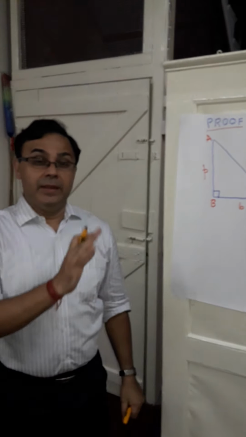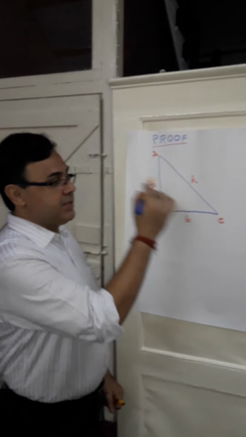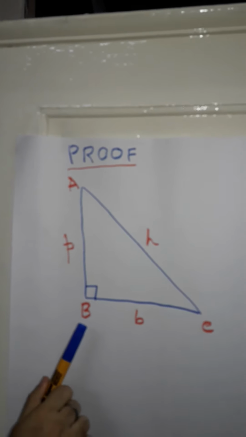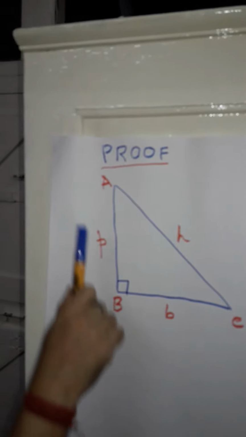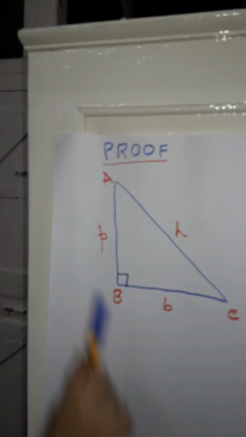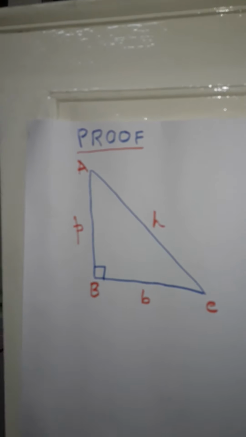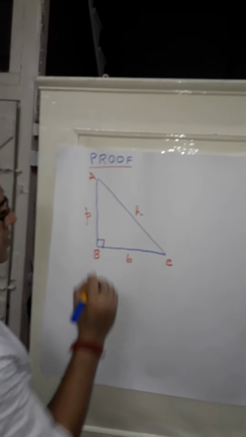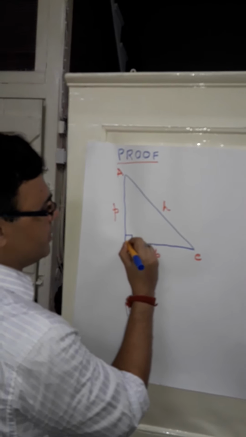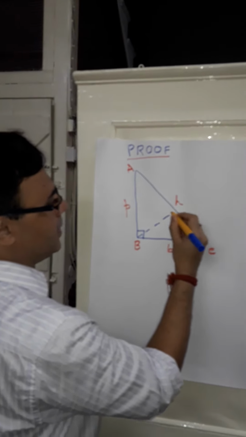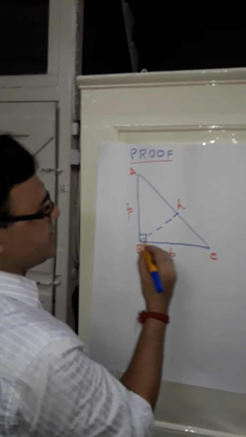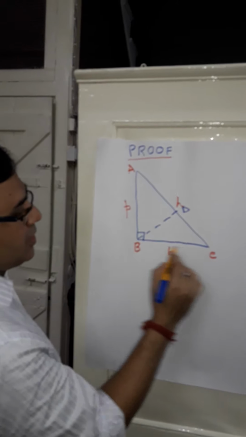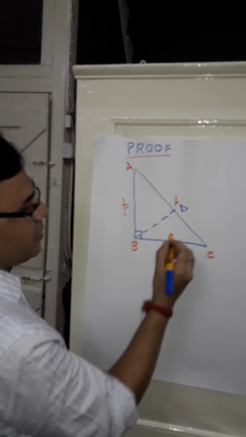So, here is the triangle once again. We have redrawn the triangle ABC, right angled at B, and AB is the perpendicular, BC is the base, and AC is the hypotenuse. To prove the theorem, we will do a small construction. We will draw a line perpendicular to AC from B. That means BD is perpendicular to AC drawn from B.